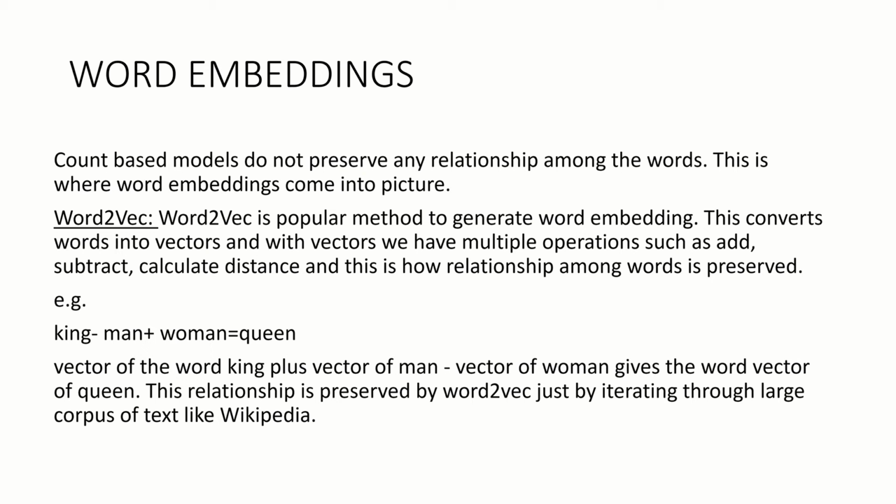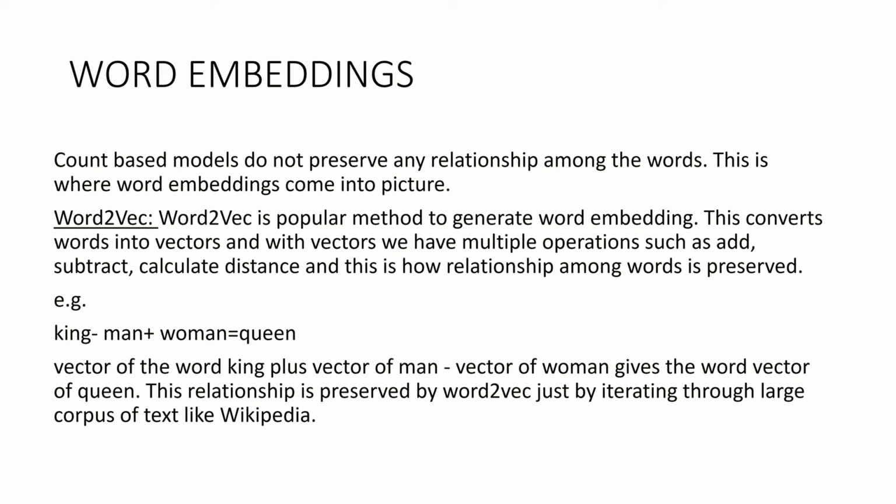What we have talked about earlier, all these techniques, are count-based models, which means they do not preserve any relationship among the words. Word to vector is a popular method to generate word embeddings. What word embeddings do is preserve the relationship between the words. Word to vector converts words into vectors, and with vectors we can have multiple operations such as add, subtract, and calculating the distance between two vectors to find how similar they are. And this is how the relationship among words is preserved.